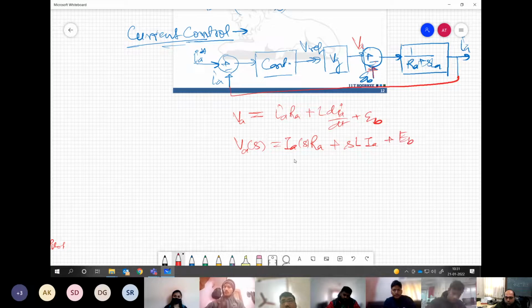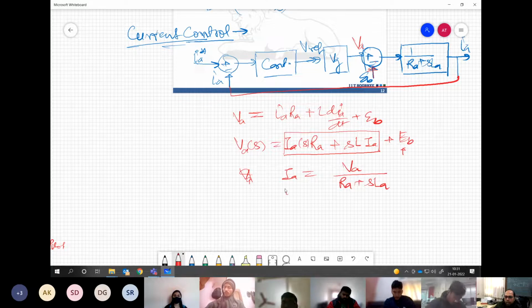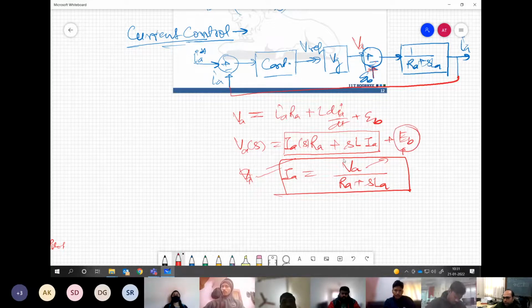Correct? Now, if you see this part, except this EB, the rest of the portion is kind of linear. By linear, what I mean is that IA is governed by this relationship. If you increase VA, this will increase. If you double VA, IA will double. But when EB is there, you cannot say that, right? So there is some nonlinearity in this equation, which is on account of EB.